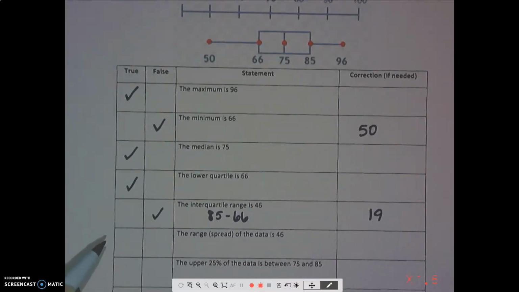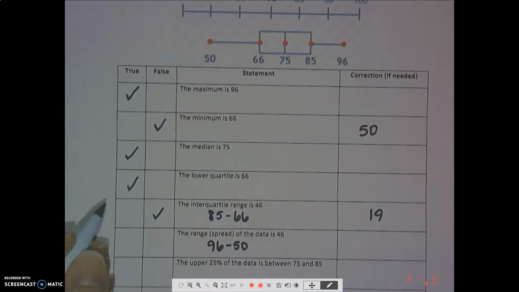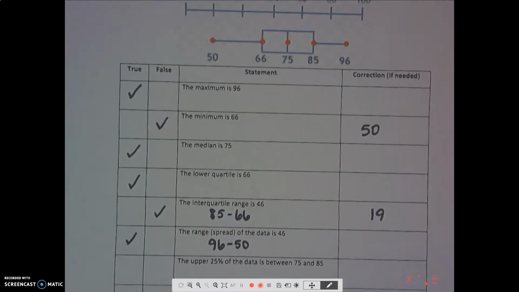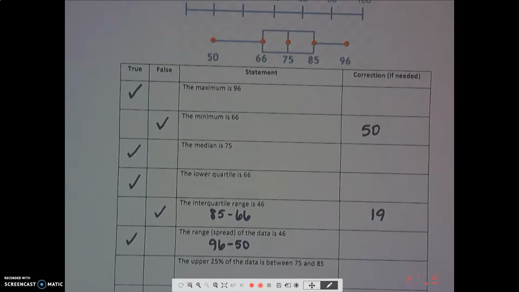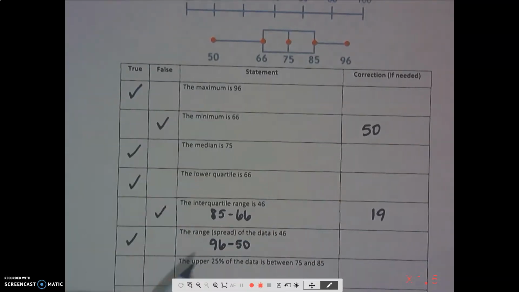The range or spread of the data is 46. So for range, we have to take the maximum minus the minimum. That does give us 46, so that is a true statement. The upper 25% of the data is between 75 and 85. So 25% means the 1 chunk that is the highest. That means this whisker over here. That is not between those numbers. So we're going to say false.